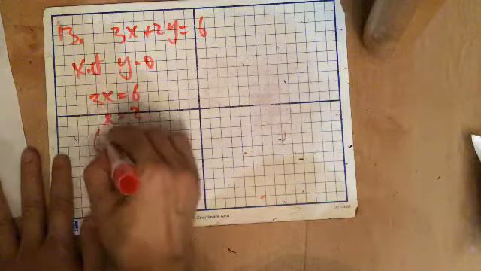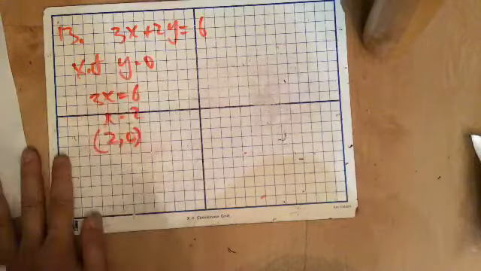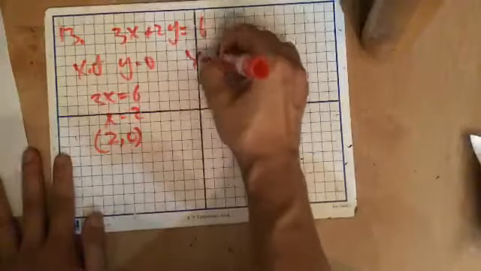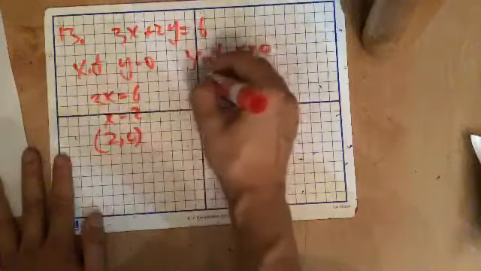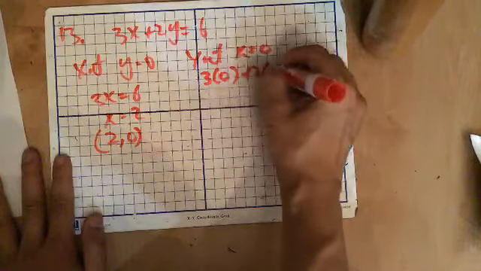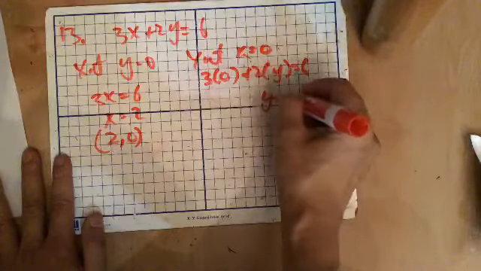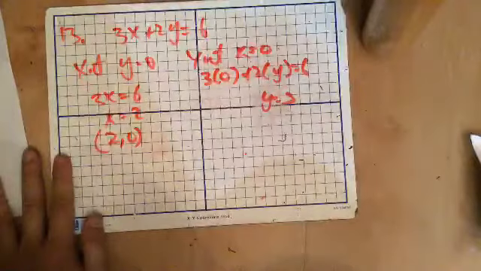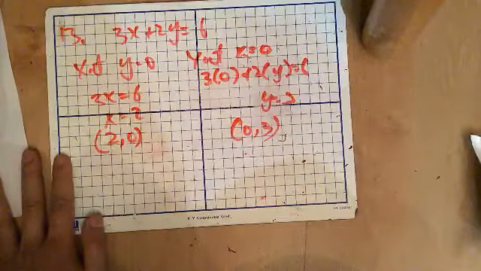Okay, so your x-intercept is not x equal to 0, it's actually a coordinate. So y-intercept means x is equal to 0. So it's going to be 3 times 0 plus 2y is equal to 6. So y is equal to 3. Okay, so it's actually 0, 3.